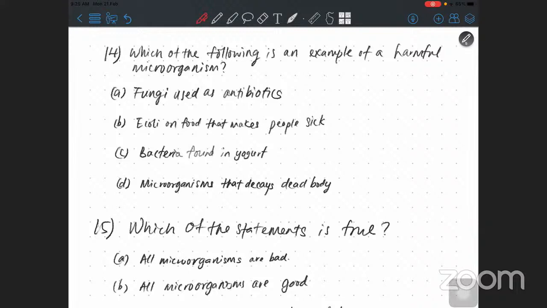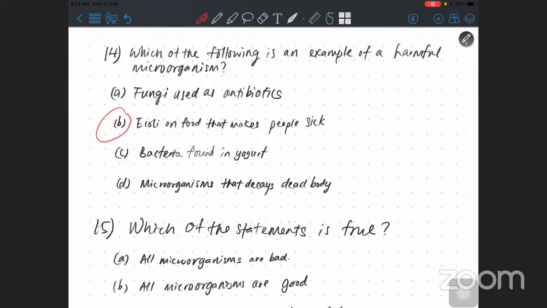Okay. Number 2. So this is to find a harmful one. Harmful. Okay. So E. coli on food that makes people sick. Yeah, this is harmful. So this should be the answer, right? Bacteria found in yogurt. Yogurt is good. I like yogurt. Do you like it?